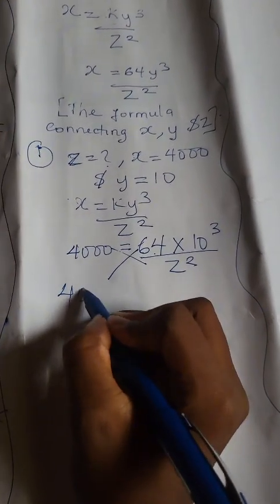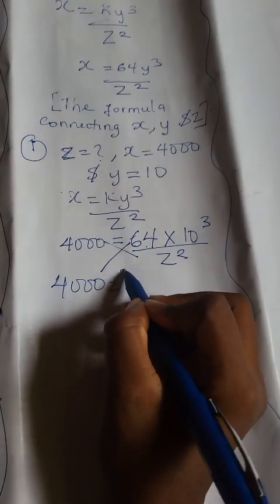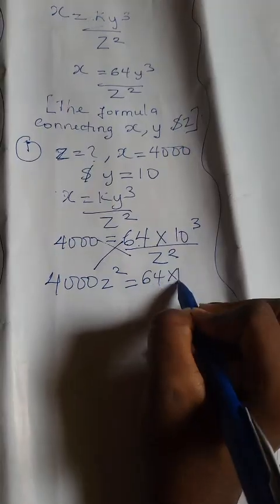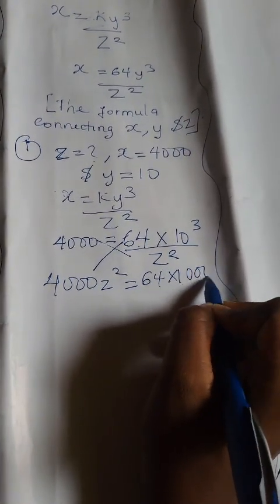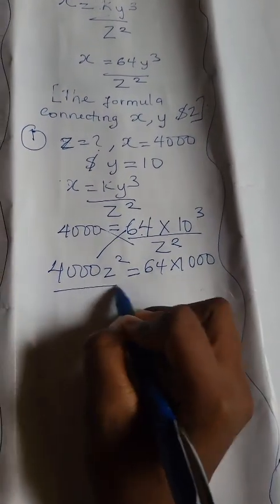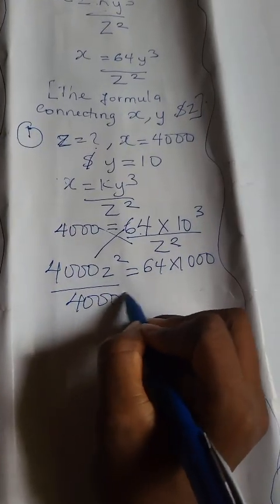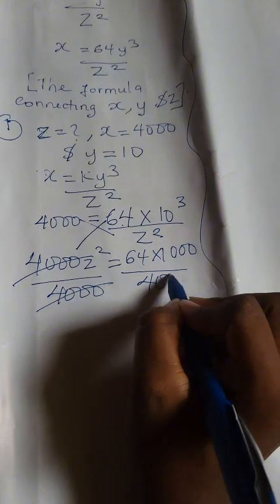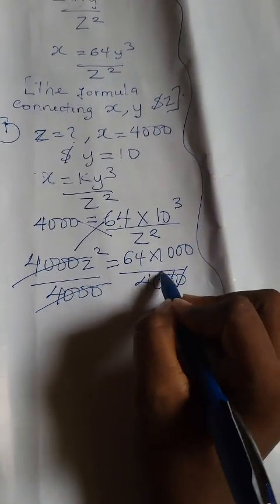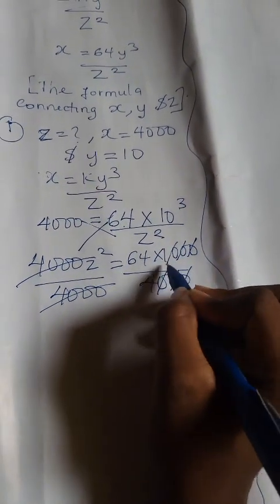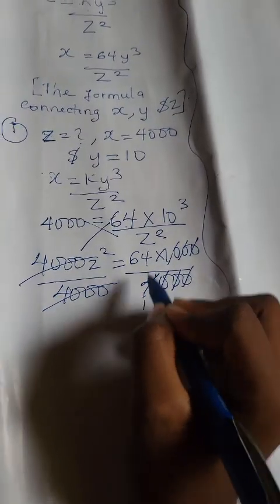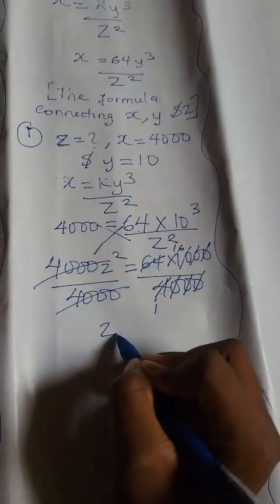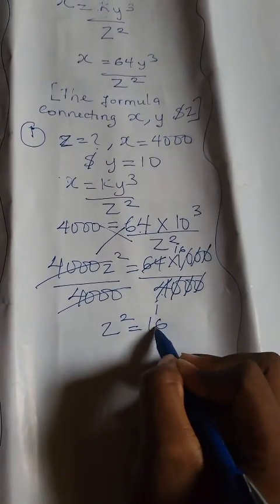So 4,000 z squared is equals to 64 times 10 raised to power 3, which is 1 and you add 3 zeros, so that's 1,000. Divide both sides by 4,000. So 3 zeros will cut each other. It remains 4. 4 can go in 64. 4 in 64 is 16. So z squared is equal to 16.